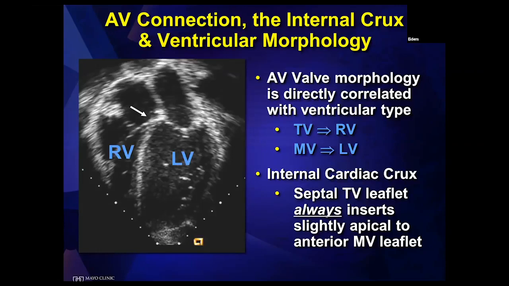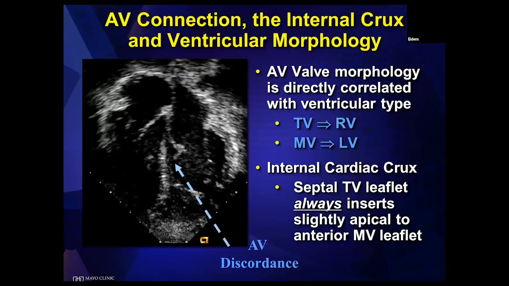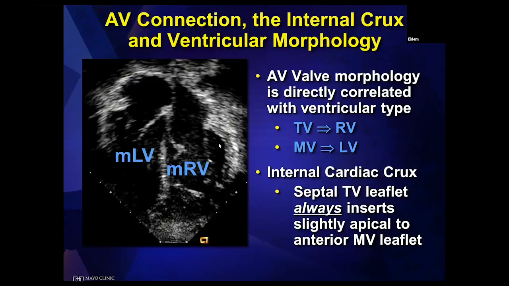Right ventricle, left ventricle. Well, what about this example? We can look at the crux of the heart here, and we see this valve is inserted higher in the cardiac crux. So this is the morphologic mitral valve, which will empty into a morphologic left ventricle. This is more inferiorly inserted, so this will be the tricuspid valve, and it will open into a morphologic right ventricle.